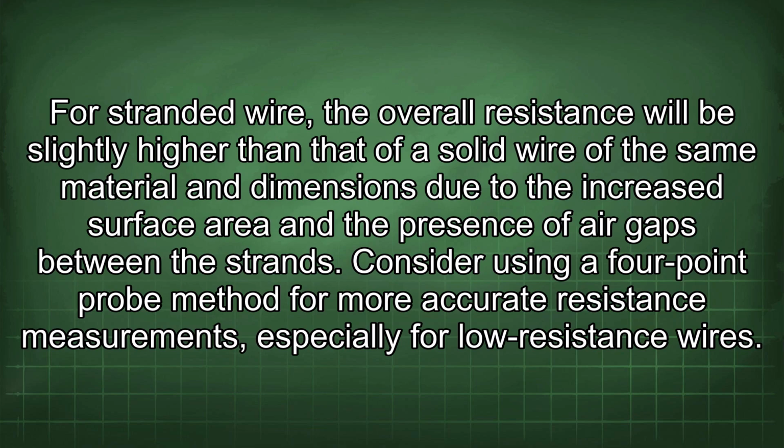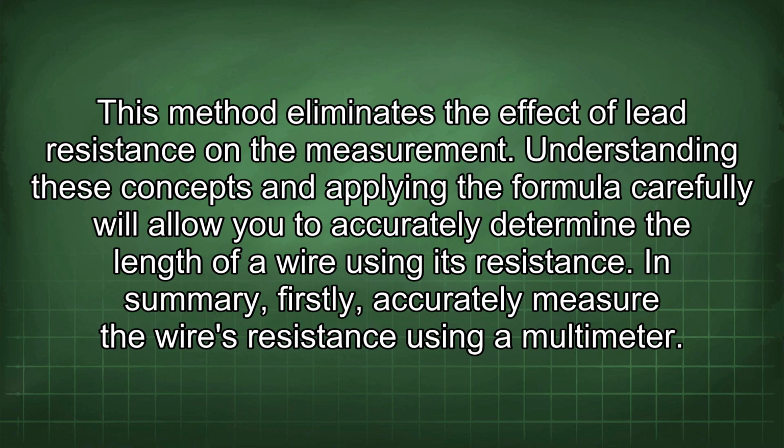For a stranded wire, the overall resistance will be slightly higher than that of a solid wire of the same material and dimensions due to the increased surface area and the presence of air gaps between the strands. Consider using a 4-point probe method for more accurate resistance measurements, especially for low resistance wires. This method eliminates the effect of lead resistance on the measurement.